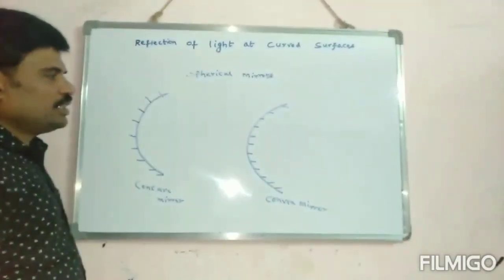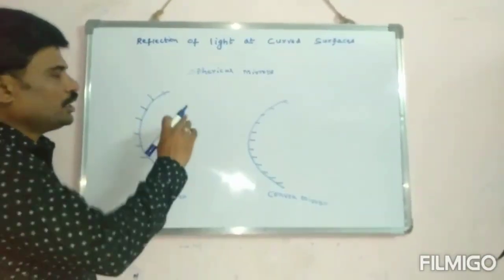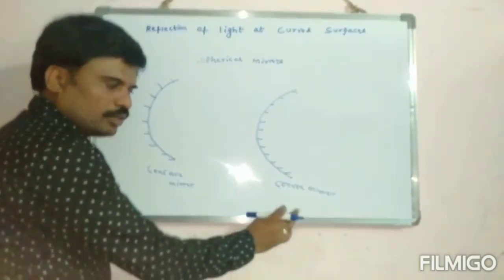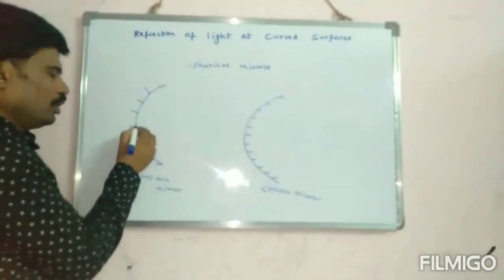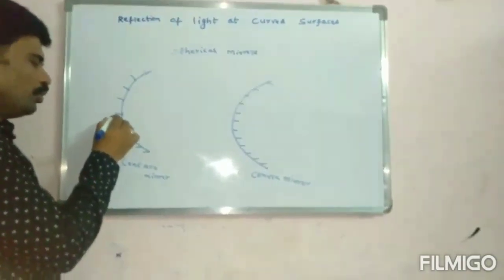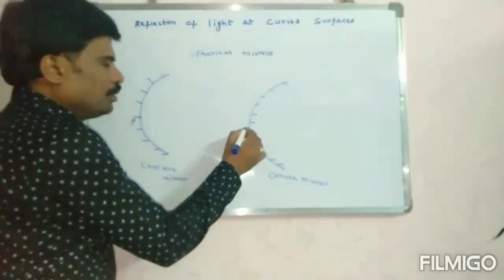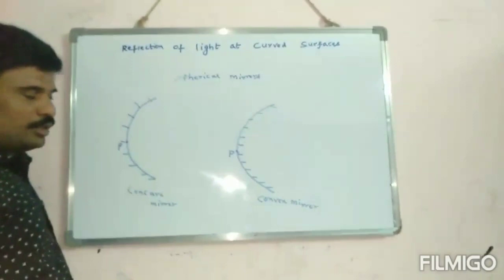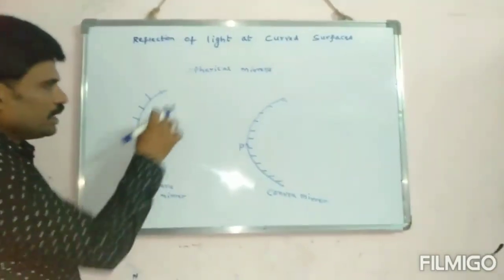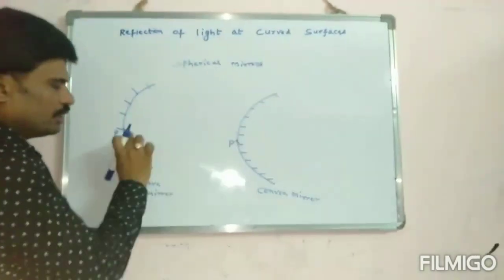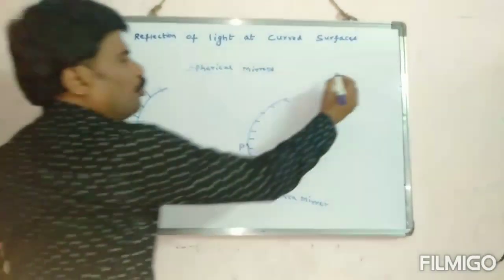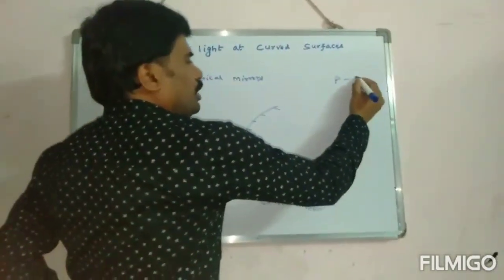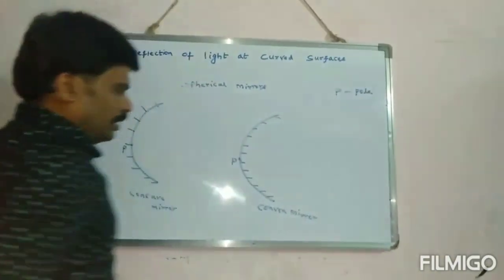Okay, now let us learn some terms related to concave mirror and convex mirror. The first term is pole, denoted by P. What is pole? The center of these mirrors is called the pole. P is nothing but pole.